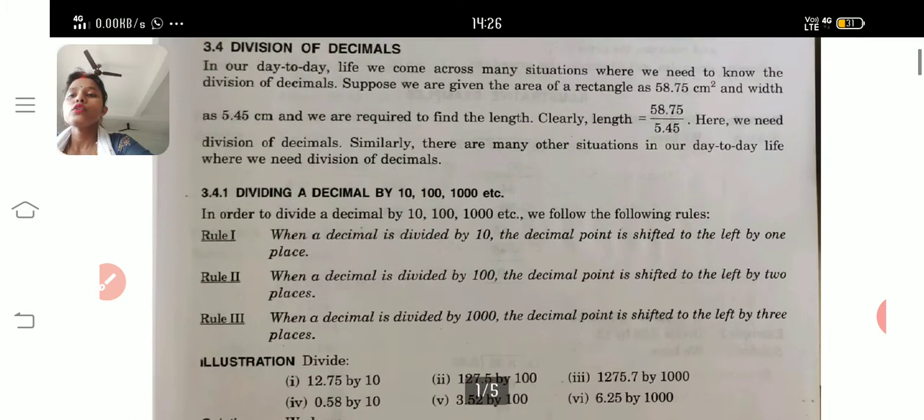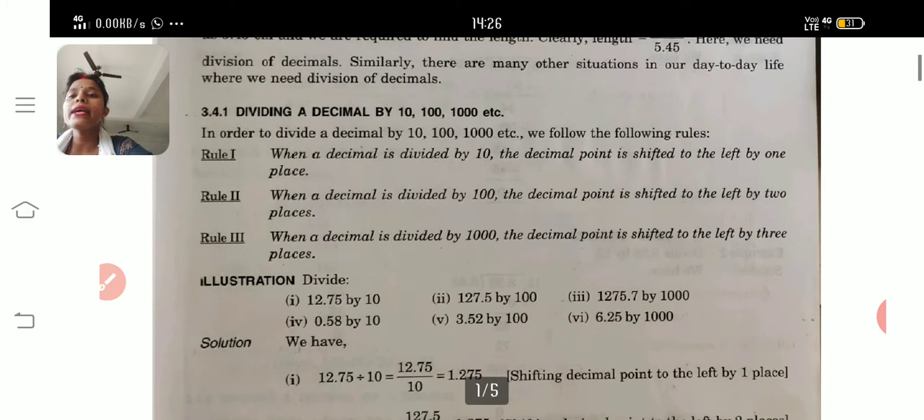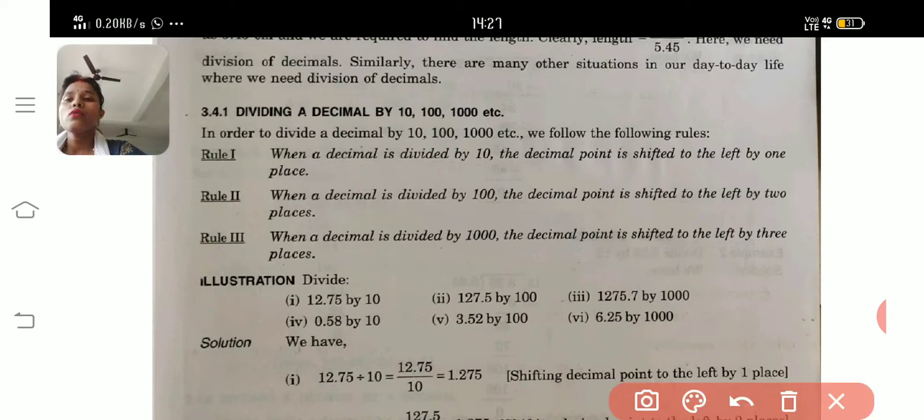Fine. Now we are going to discuss the first one, dividing a decimal by 10, 100 and 1000. Okay, now see the rule. Rule first: when a decimal is divided by 10, the decimal point is shifted to the left by one place. Clear? For example, here I am telling you one example.